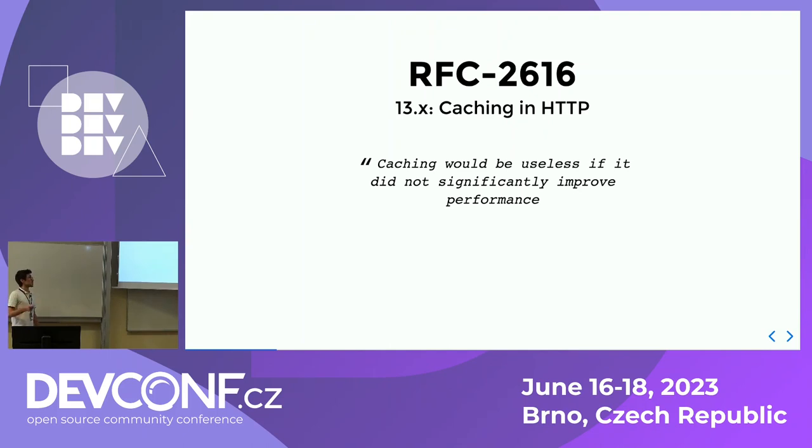But in this RFC, we have the first part of the stable caching in HTTP, and it starts with the following sentence: Caching would be useless if it didn't significantly improve performance. So in the past, it was true. The cache was only for performance, but today we have some ecological goals. And if your cache consumes 10 or 20 times more than your upstream, maybe you don't need your caching system.